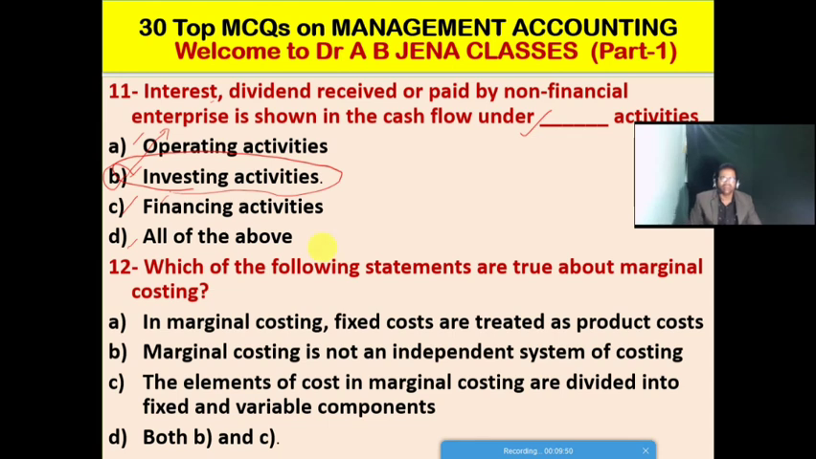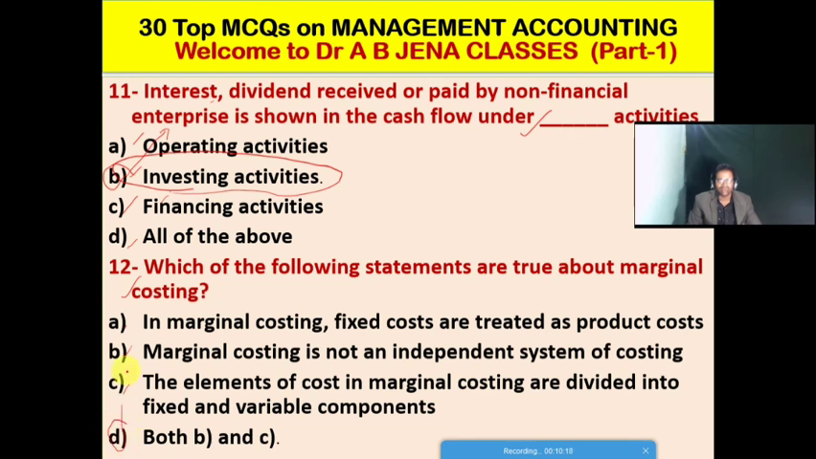So next one, which of the following statements are true about marginal costing? A. In marginal costing, fixed costs are treated as product cost. B. Marginal costing is not an independent system of costing. C. The elements of cost in marginal costing are divided into fixed and variable components. D. Both B and C.